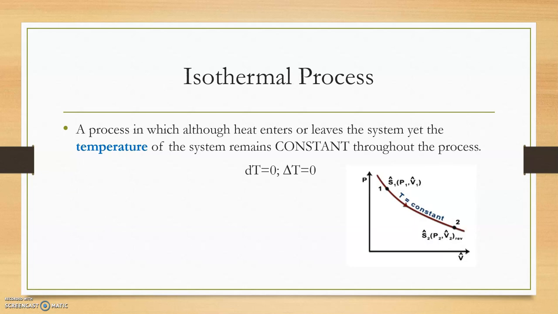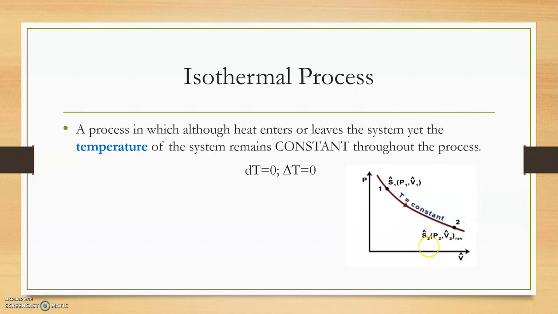Isothermal process is a process in which although heat enters or leaves the system, yet the temperature of the system remains constant throughout the process. That means there is no change in the temperature throughout the process.